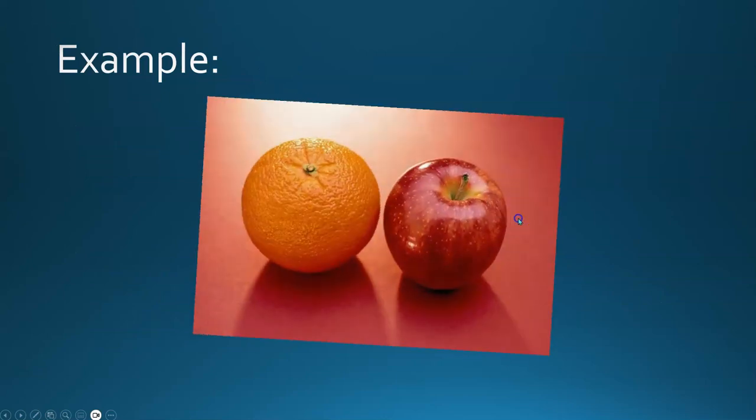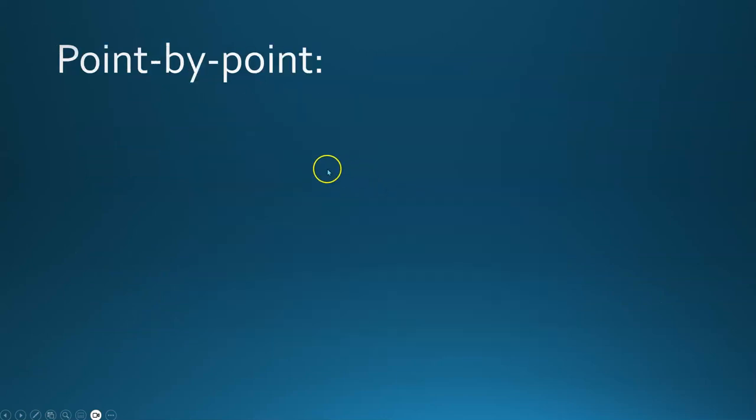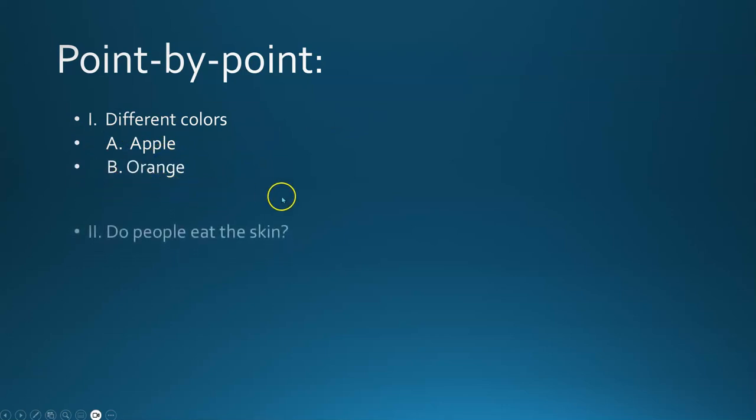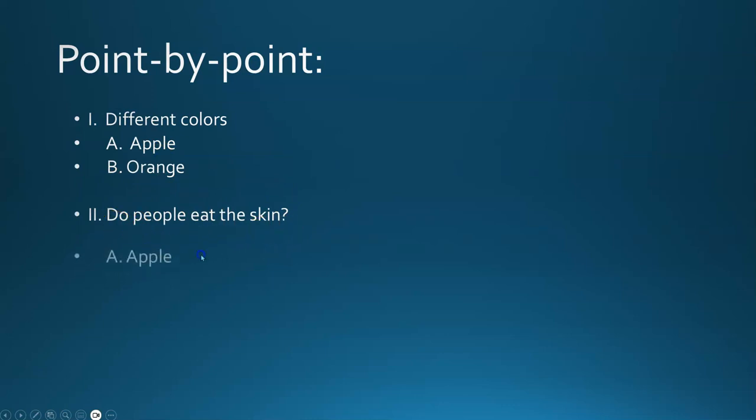So for example, if we're looking at apples and oranges, the point by point method would be, when you're looking at apples and oranges, you may say they're actually more different than they are similar, because number one, they come in different colors. Then I would say what colors the apple comes in, and then what colors the orange comes in. And then the other thing is, do people eat the skin? That's another point. We'll talk about the apple. Yeah, they do eat the skin. Orange, no, they don't.